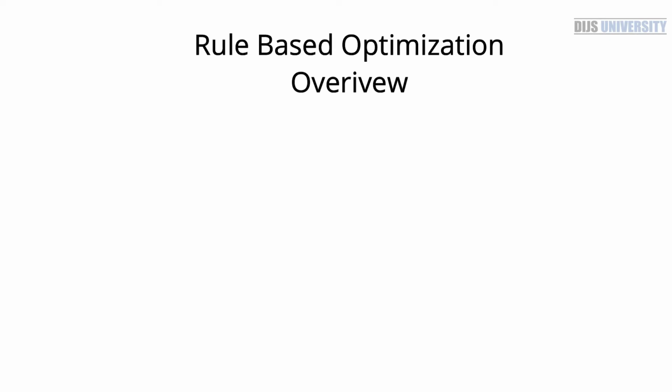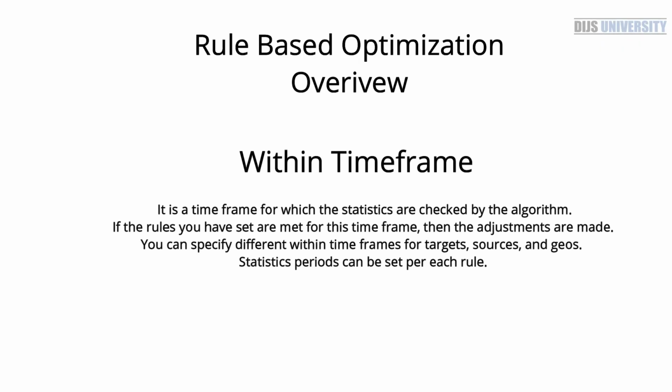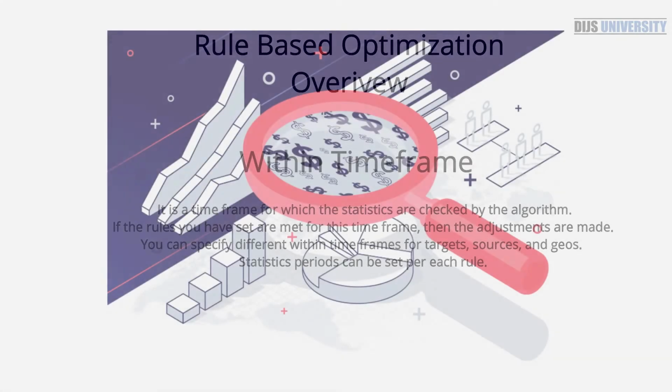In order to use rule-based optimization, you need to understand how time frame and conversion delay affect the way your data are analyzed. Both of these options have a significant impact on your campaign's performance. The within time frame is the time frame for which the statistics are checked by the algorithm. If the rules you have set are met in this time frame, then the adjustments are made. You can specify different within time frames for target sources and geos. Statistic periods can be set per each rule.